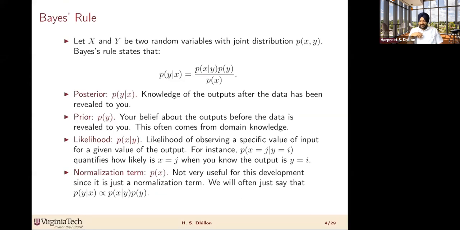Now, the term in the denominator on the right-hand side, P of x, is just the normalization term. It won't really play any active role in any of the development that we are discussing, so you can safely ignore that for now.